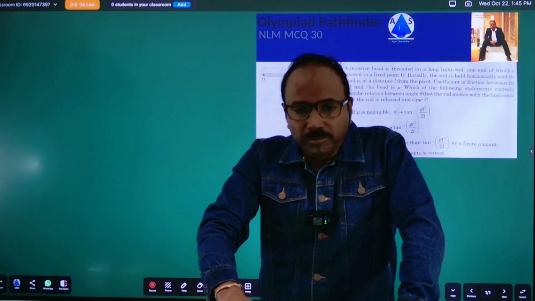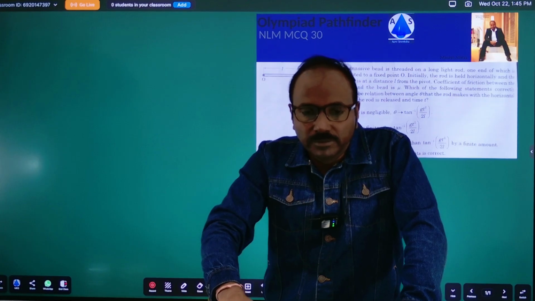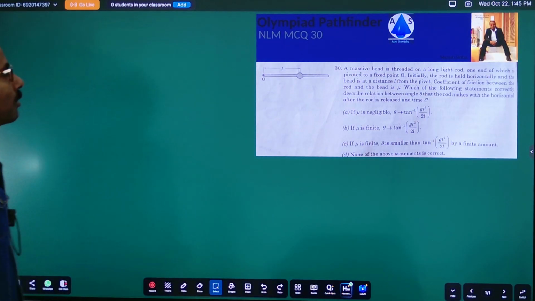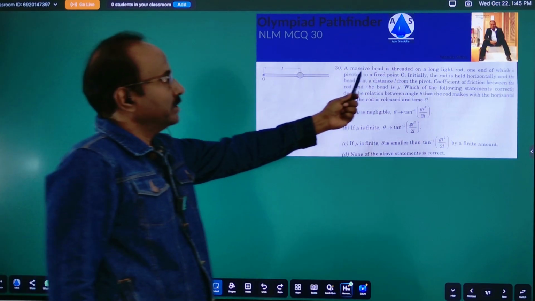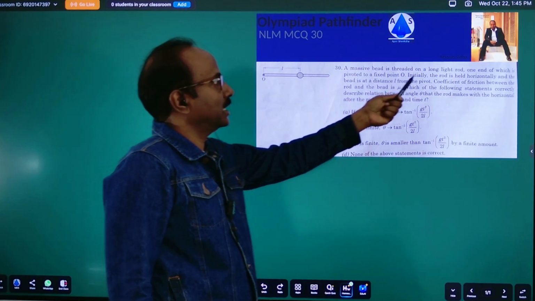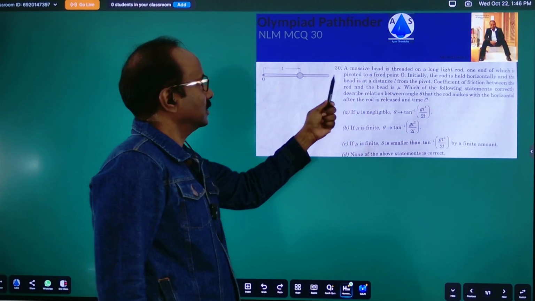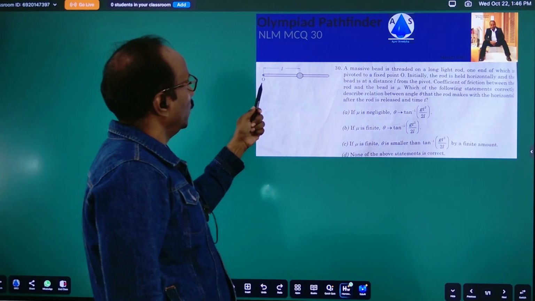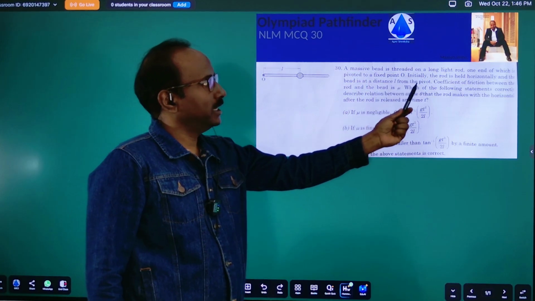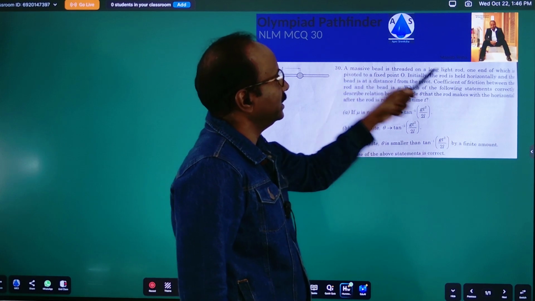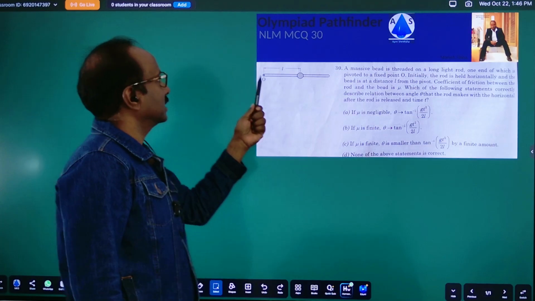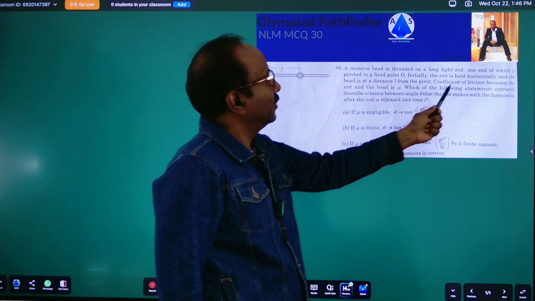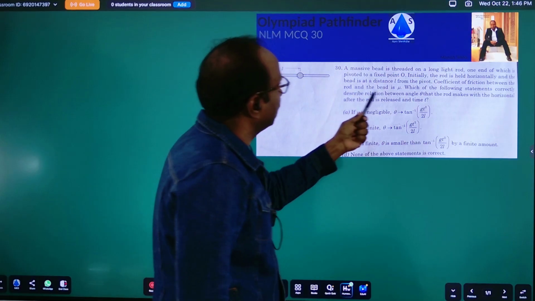So let us look into this problem now. Olympiad Pathfinder, multiple choice question number 13 from Newton's laws of motion. A massive bead is threaded on a long light rod, one end of which is pivoted to a fixed point O. Initially, the rod is held horizontally and the bead is at a distance L from the pivot. Coefficient of friction between the rod and the bead is mu.